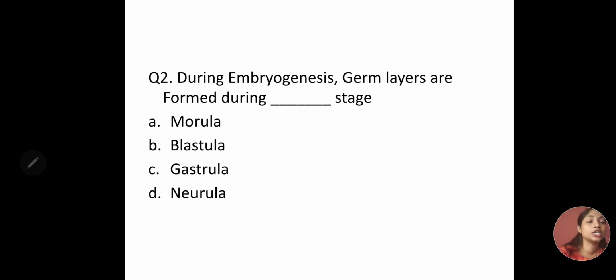Now the second question. During embryogenesis, germ layers are formed during dash stage: morula stage, blastula stage, gastrula stage, and neurula stage. The answer is gastrula stage, because during the process of gastrulation, where the blastula is converted into gastrula, you can find the germ layers. So essentially the answer is gastrula and not blastula.